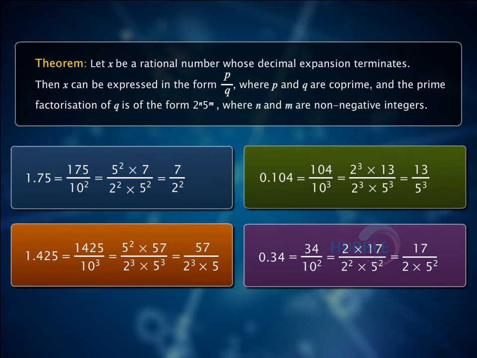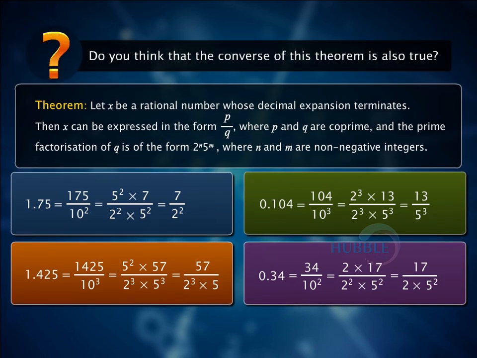Let x be a rational number whose decimal expansion terminates. Then x can be expressed in the form p over q, where p and q are coprime, and the prime factorization of q is of the form 2 to the power n times 5 to the power of m, where n and m are non-negative integers. Do you think that the converse of this theorem is also true?